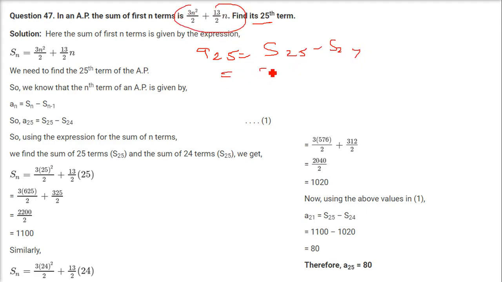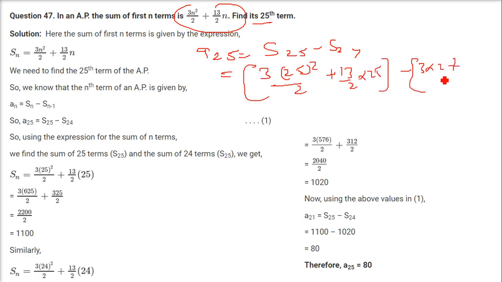So S25 will be what? Put 25 here: 3 into 25 whole square by 2 plus 13 by 2 into 25. And now 24 here, minus 3 into 24 whole square by 2 plus 13 by 2 into 24. So this you have to solve, you get it as the term, right?